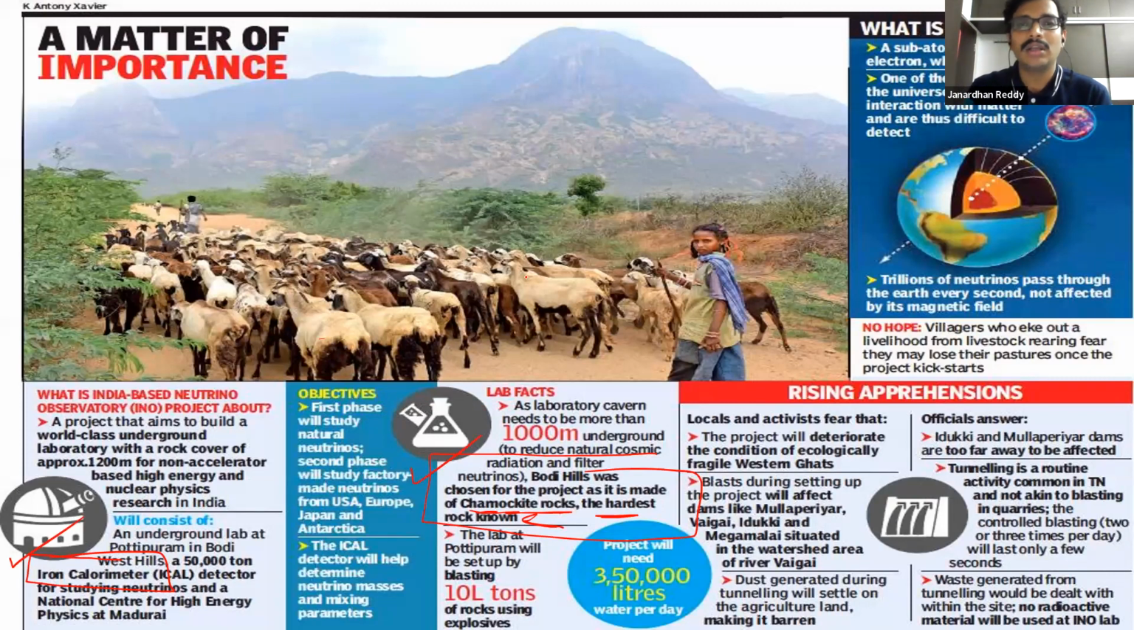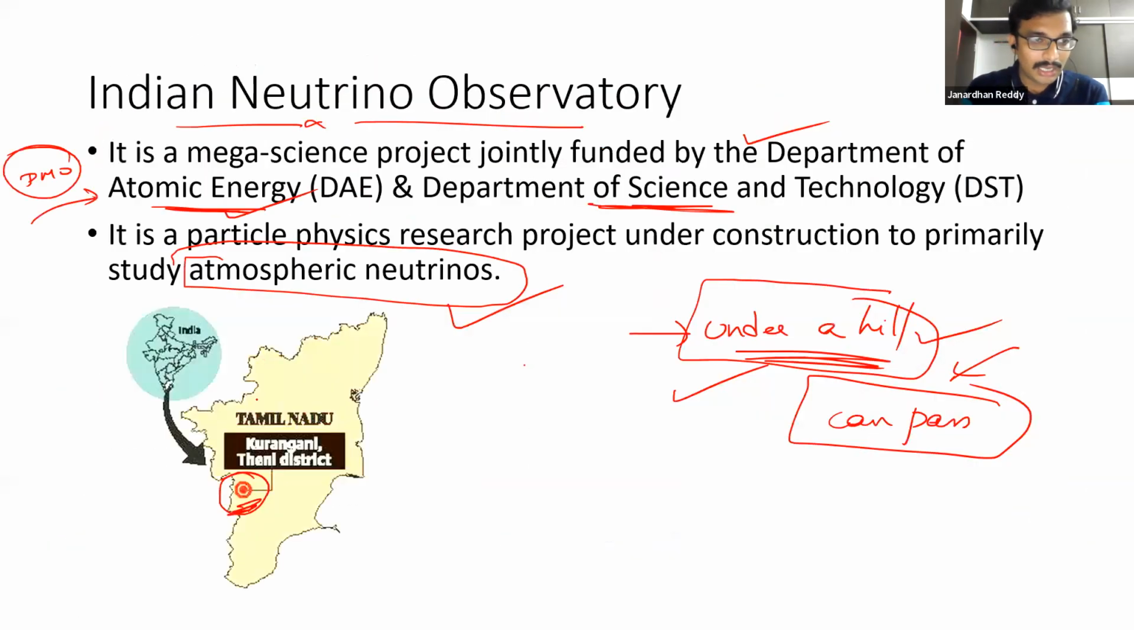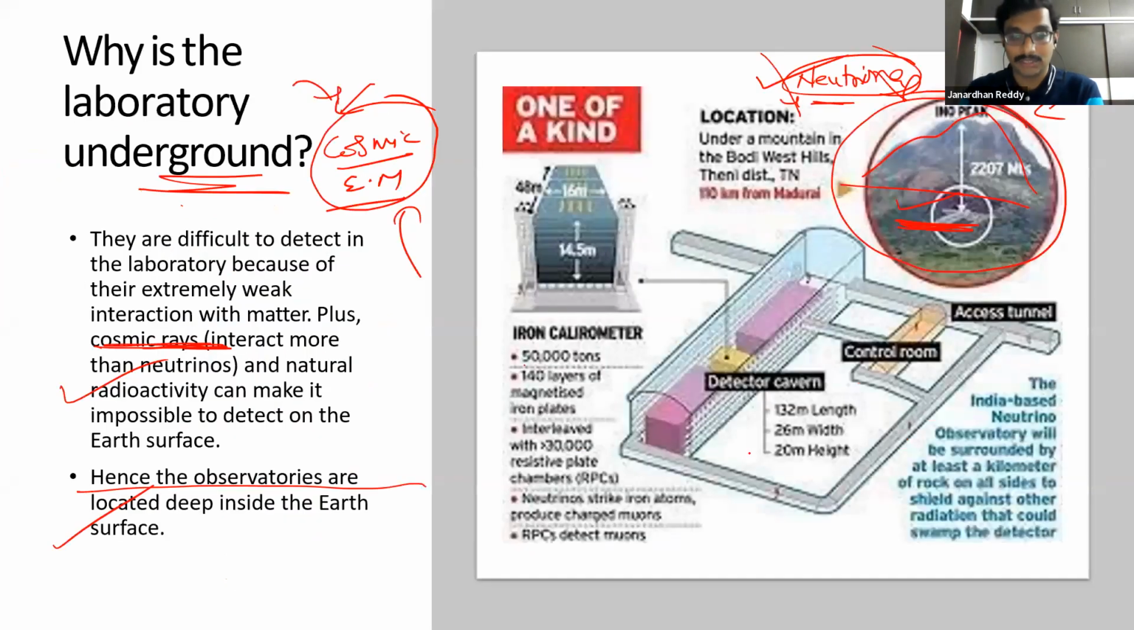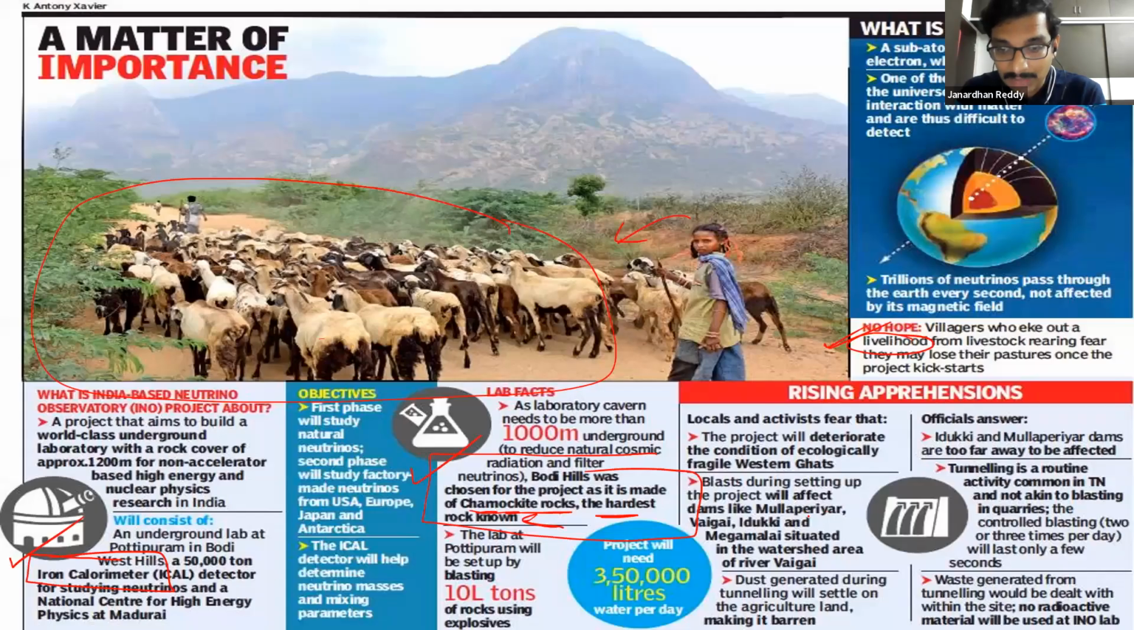Now, many people say that the cattle and goat rearing communities in and around the area will lose their livelihood. If this project comes, what about our livelihood? They fear displacement. That is one apprehension. The second is that, as I said, the site is in the Western Ghats, a highly ecologically sensitive region, so it will be disturbed. There are also many dams nearby, Mullaperiyar Dam and Idukki Dam. Because we have to construct under the rock, we have to do a lot of blasting.